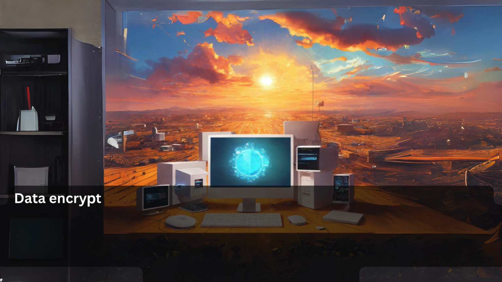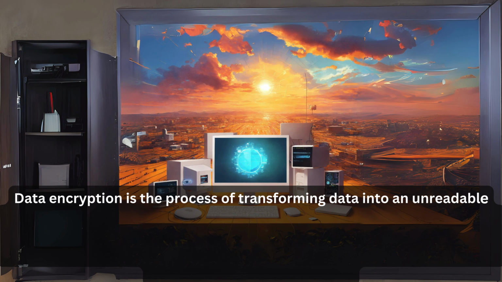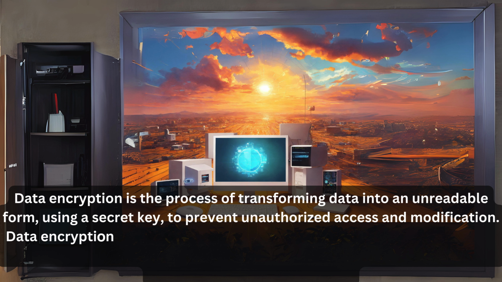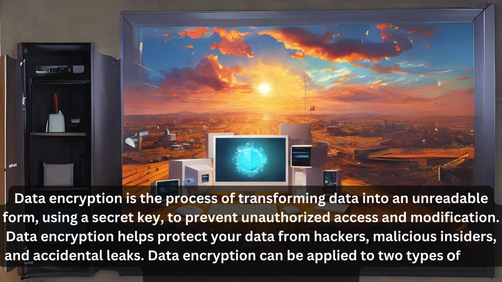Data encryption is the process of transforming data into an unreadable form, using a secret key to prevent unauthorized access and modification. Data encryption helps protect your data from hackers, malicious insiders, and accidental leaks. Data encryption can be applied to two types of data: data at rest and data in transit.